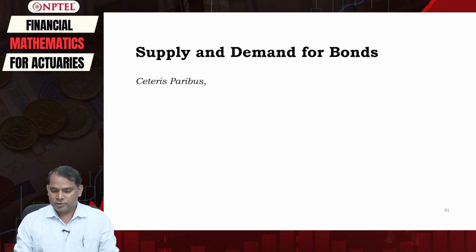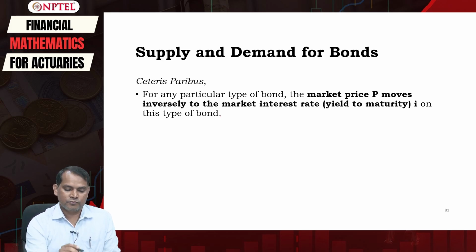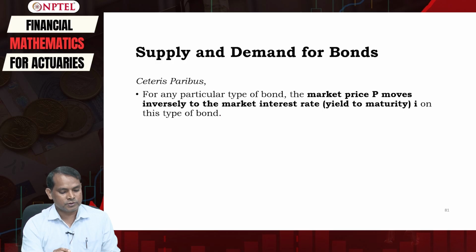Remember the demand function in economics. What it says, ceteris paribus, in the sense that other things remaining the same, for any particular type of bond, the market price P moves inversely to the market interest rate or the yield to maturity I. This is what we have verified several times, and we have come to the conclusion that there is an inverse relationship between the market price of the bond and the market interest rate.